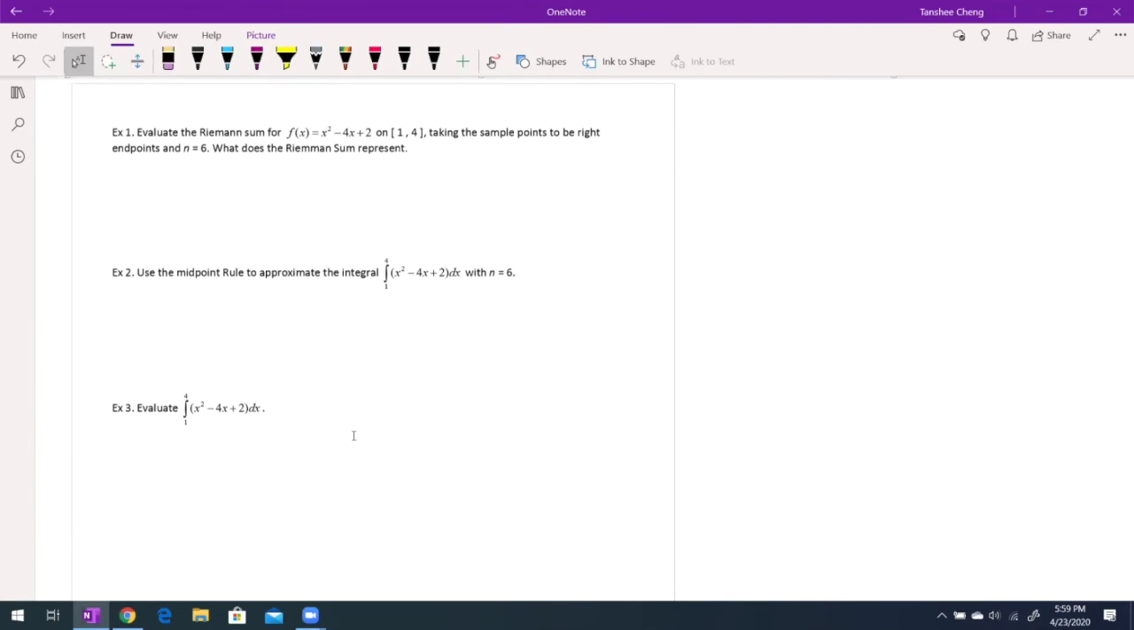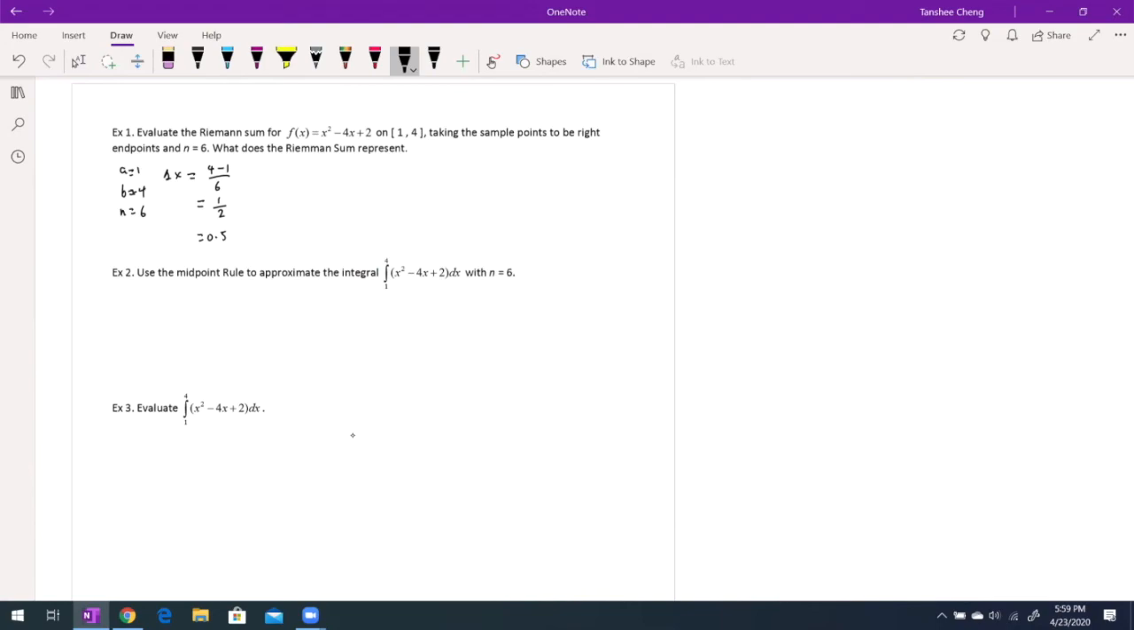So my integral is from a equal to 1, b equal to 4, and the increment that we want is 6. So my delta x will be equal to 4 minus 1 divided by 6, which is 1/2, 0.5.